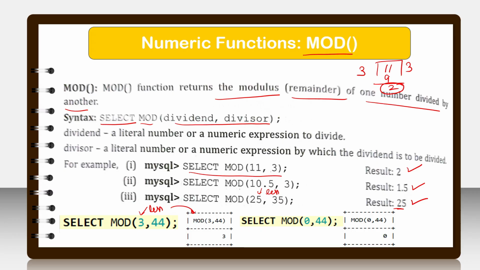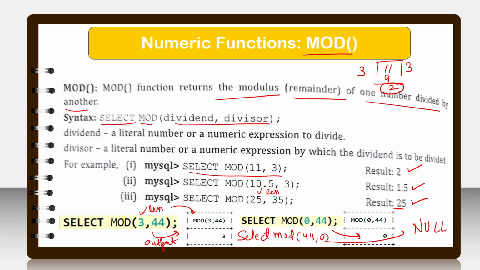Divide, and you will get that number as a remainder. So the output of this is this. Same way, if we are dividing 0 by some number, then we will get 0 as a result. And if you are writing select mod 44 comma 0, then we will get an output as null.